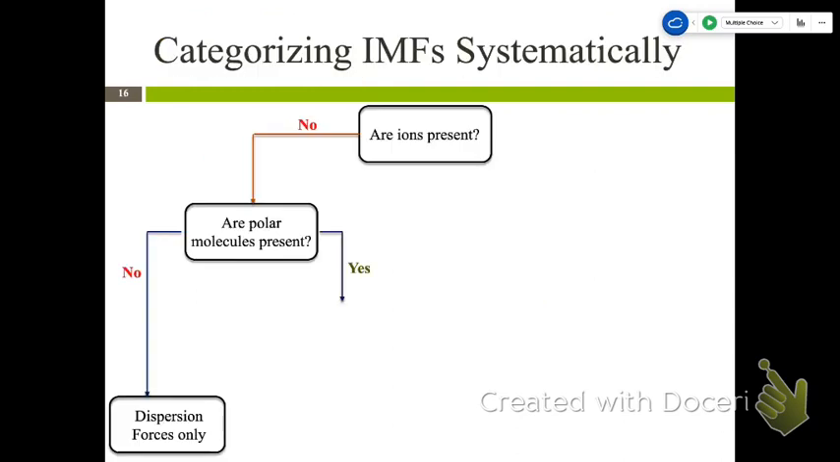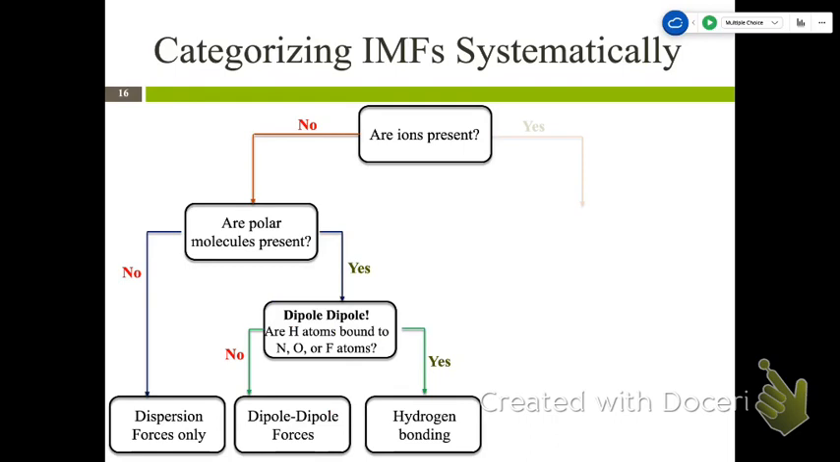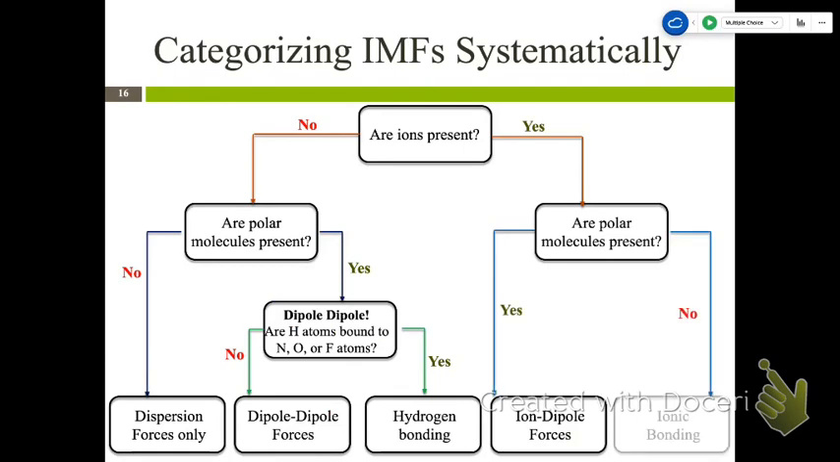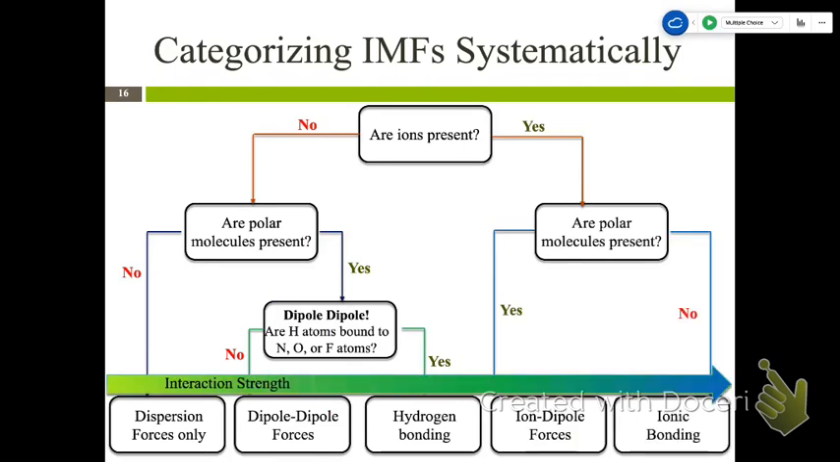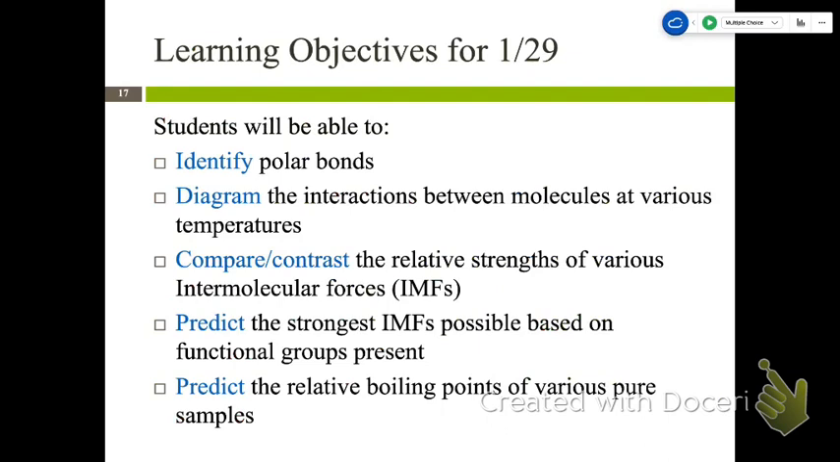So I'll post these slides. There's a little flowchart I have to decide what kind of intermolecular force it is. And I will leave up our learning objectives. If you look at this list and you're like, I don't know that I can do all this, then think about that and what it means for your study coming up.